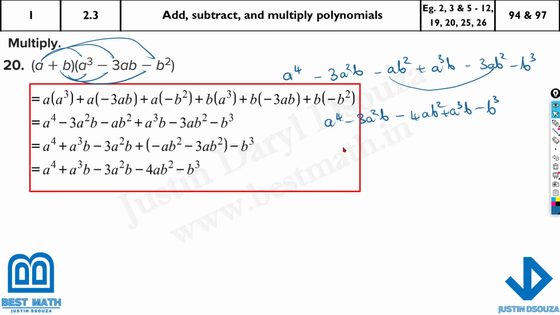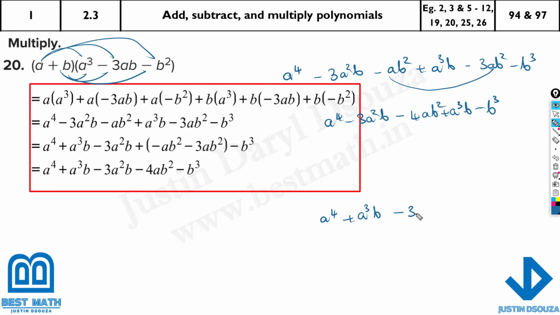So here we go. It's a power 4 minus 3. Okay, now they have written this first, plus a cube. I'll tell you how it's written generally. The highest degree is a power 4, right? Then which is having the next highest power of a? That is plus a cube b.